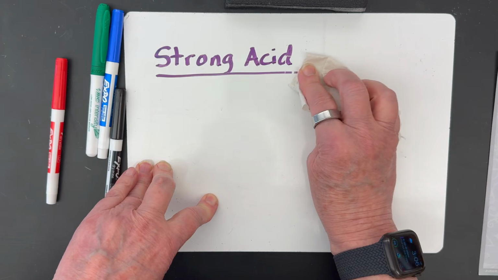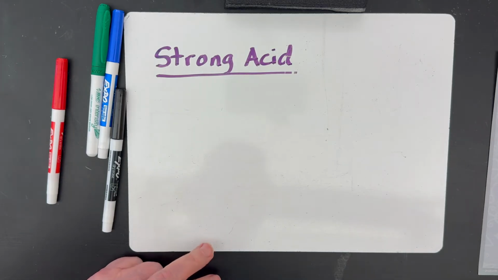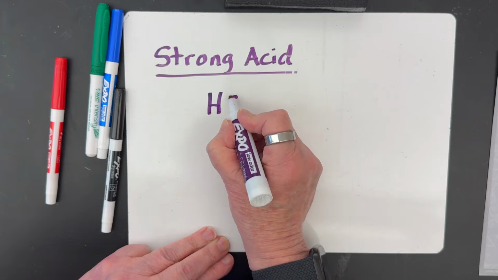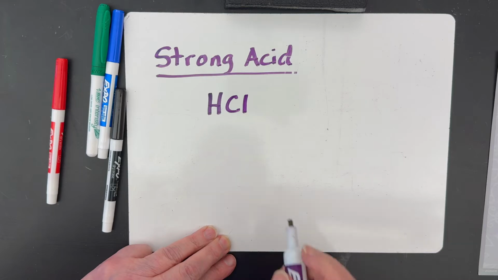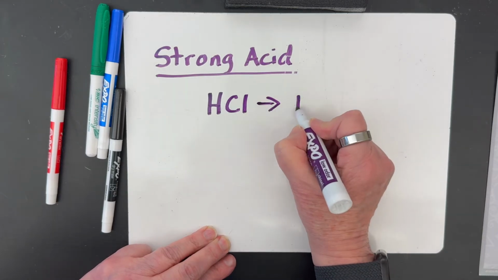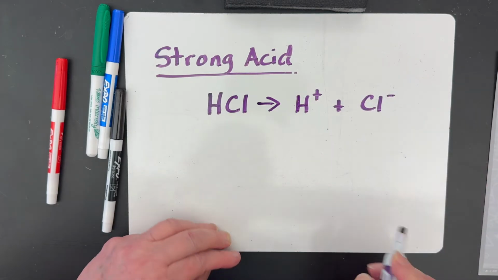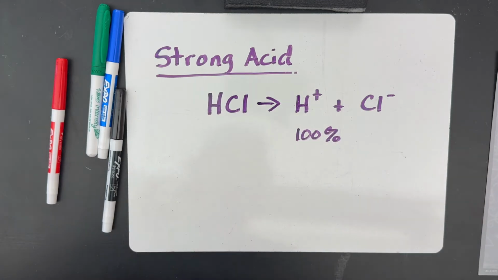Looking at acids, it's the same idea. If it's a strong acid, it's going to completely come apart when you put it into water. Acids have a hydrogen generally written in the front. For example, hydrochloric acid is HCl. This is a strong acid. So when you put it into water, it comes apart into hydrogen ions and chloride ions, and basically 100% of it comes apart. And that's what makes it a strong acid.